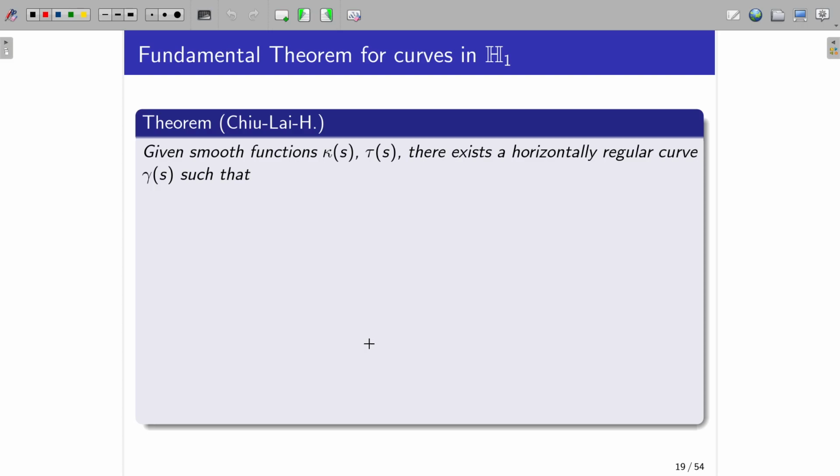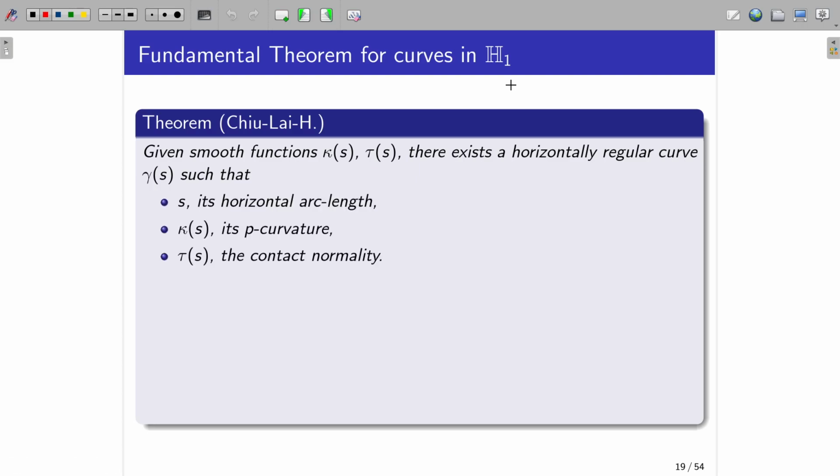So we prove the fundamental theorem for curves in H1. It states that given smooth functions kappa and tau, there exists a horizontal regular curve gamma such that, first, s is the horizontal arc length. Secondly, the function kappa is the p-curvature, and tau is the contact normality. This is a prescribed curvature problem. Given two functions, can you find a curve such that the functions are just the curvature of the given curve?